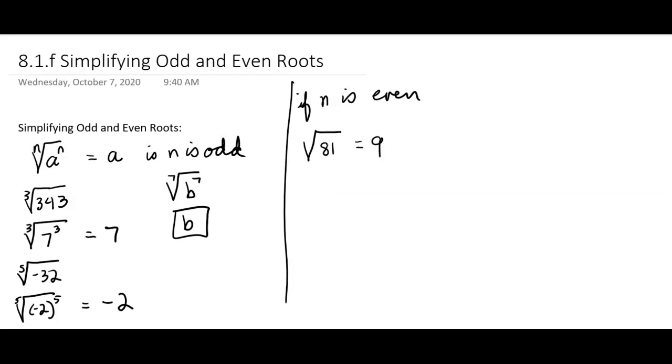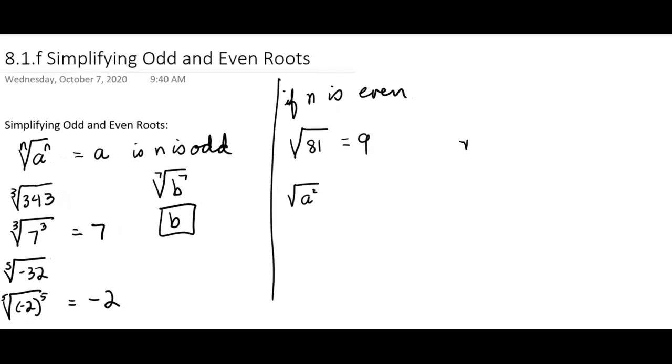Okay. Now, let's say you have the square root of a squared. Well, now we have a problem because we don't know if a is positive or if it's negative. Okay? So let me give you an example. So we had the square root of 81. I can write that as the square root of 9 squared, right? But I could also write it as the square root of negative 9 squared.